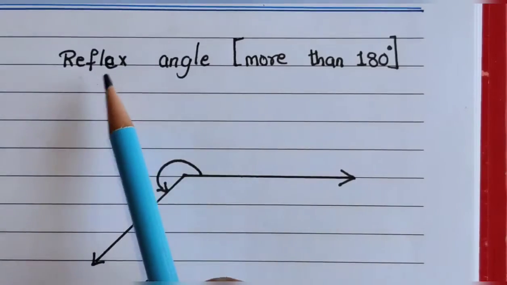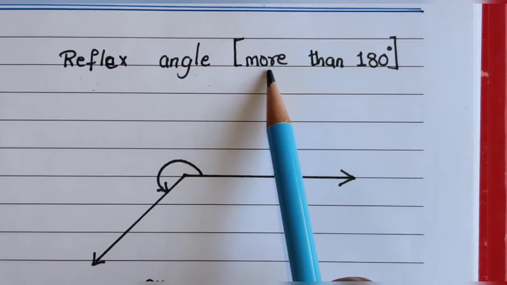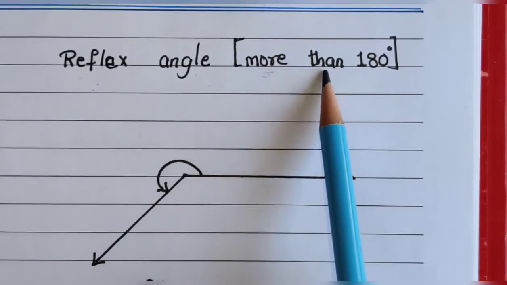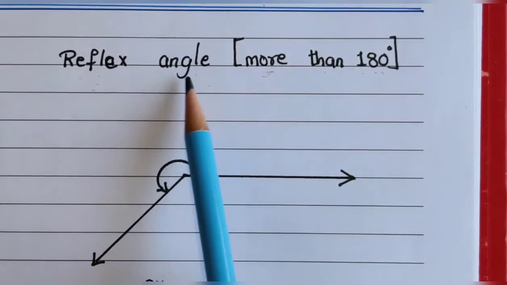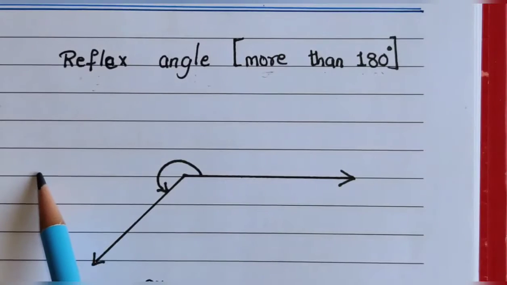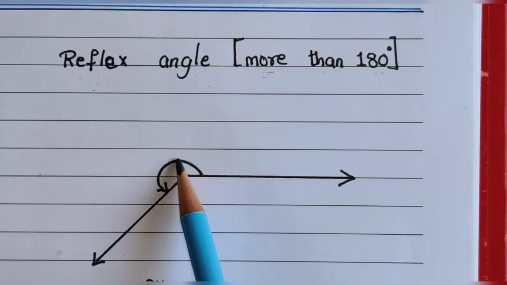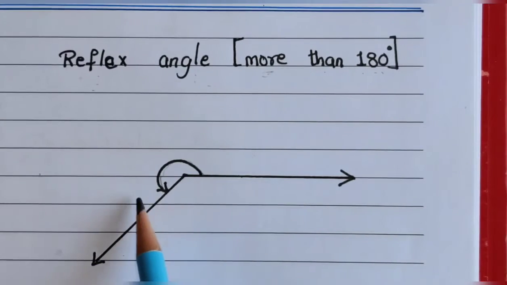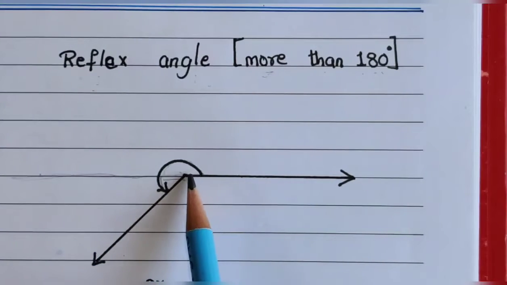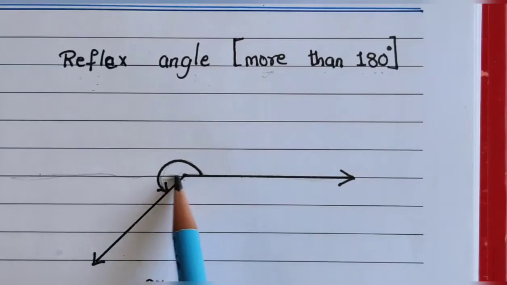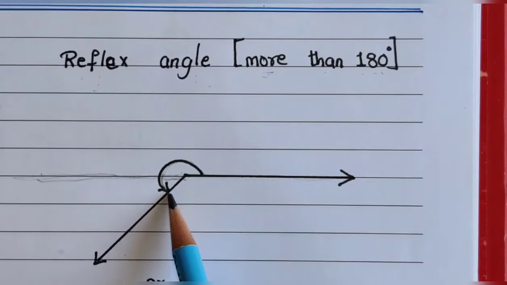Next is the reflex angle. What are reflex angles? The angles which measure more than 180 degrees are called reflex angles. That means not a straight line, but they go beyond that. So not 180, but they are forming more than 180. As you can see, we can draw one imaginary line here which is forming a straight line with this arm, and as you can see it has gone beyond that 180.